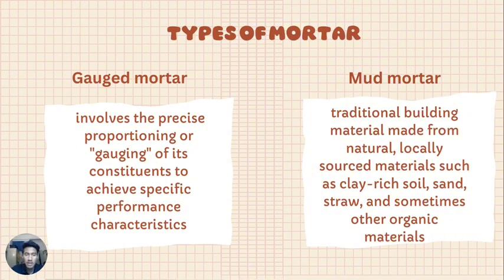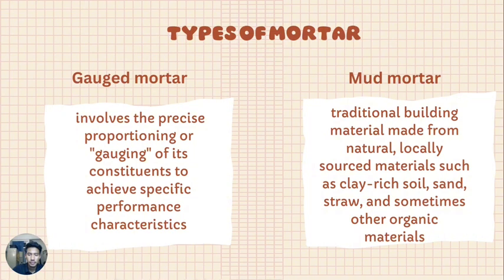And the last one is mud mortar, also known as earthen mortar or adobe mortar. It's a traditional building material made from natural, locally sourced materials such as clay, red soil, sand, straw, and sometimes other organic material. It has been used for centuries in the construction of earthen structures, including adobe houses and other types of mud brick buildings. Mud mortar is a simple, cost-effective, and very environmentally friendly material that is often chosen for its availability and sustainability.